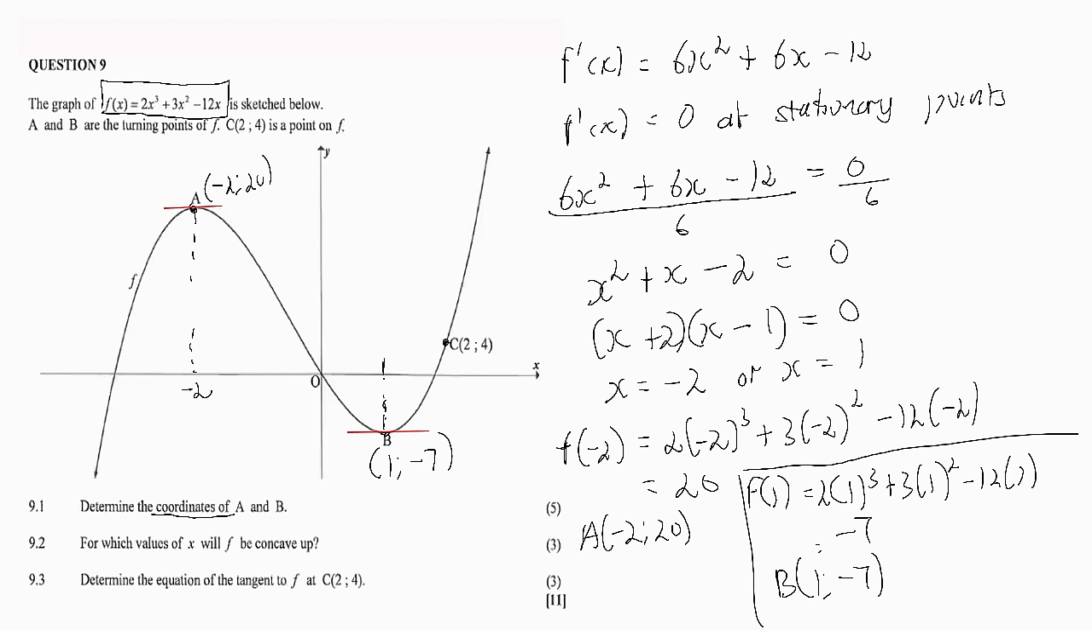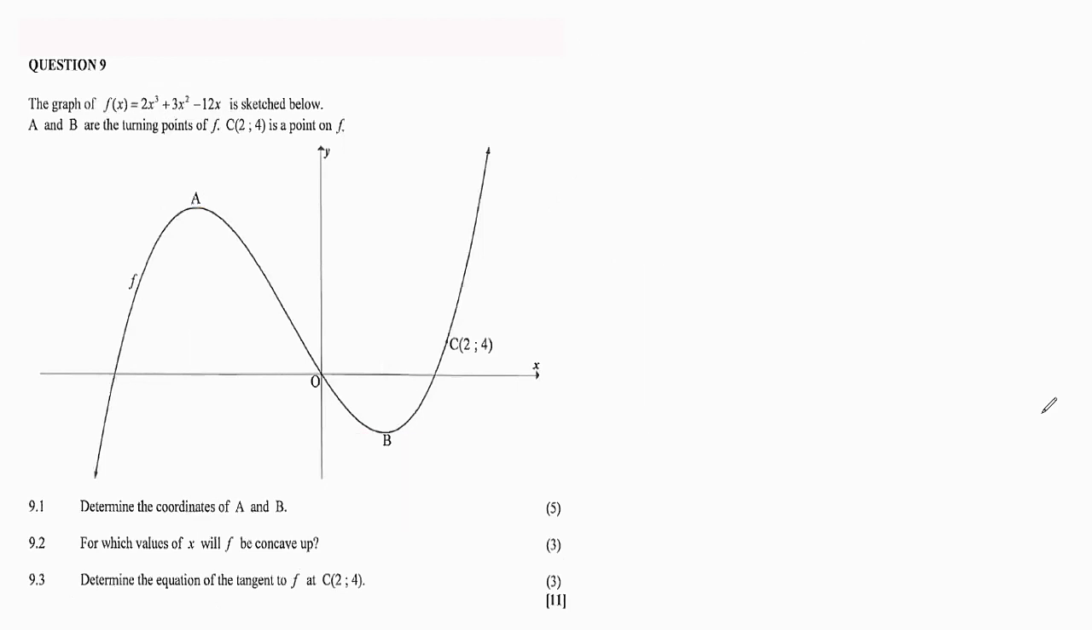So we have found our coordinates for both A and B, and that one was for 5 marks, right? Then 9.2 says, for which values of x will f be concave up? Now you will remember that I said if they ask you about concavity, it always relates to your point of inflection. There is no concavity without the point of inflection. But how do we find the point of inflection?